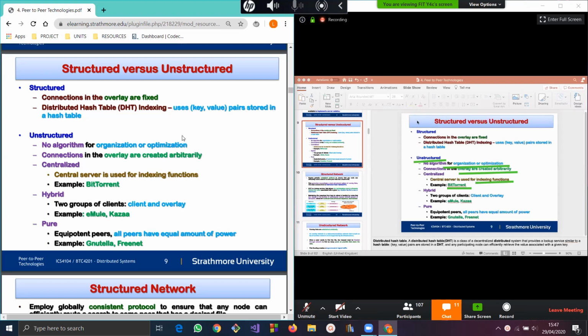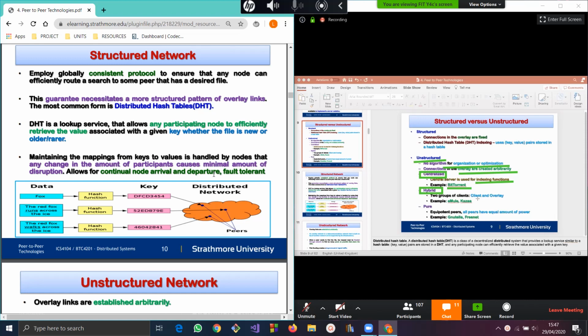So basically in the unstructured, we have those that are centralized, like BitTorrent. We have those that are hybrid, which is centralized and distributed, for example two groups of clients, maybe client and overlay. Kazaa is one of them. And those that are pure. Pure simply means equipotent peers, meaning that they have the same capability. No peer is looking at the other as a server. All peers have equal computing power. Gnutella and Freenet are examples of these. So unstructured can be centralized, hybrid, or pure.